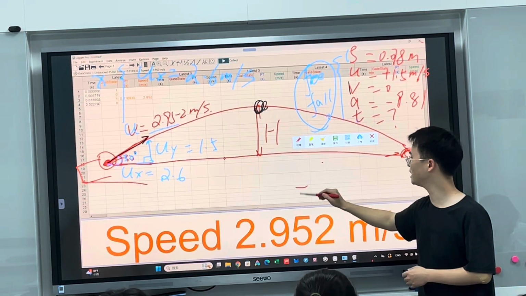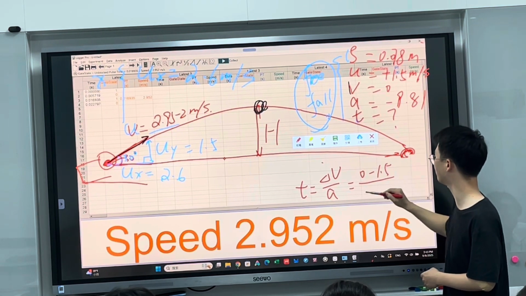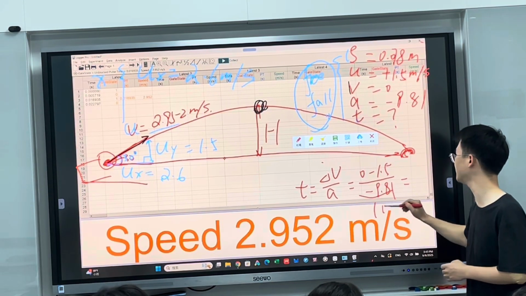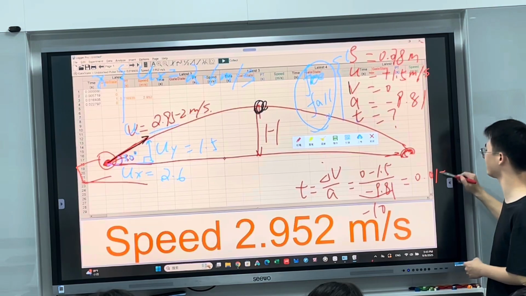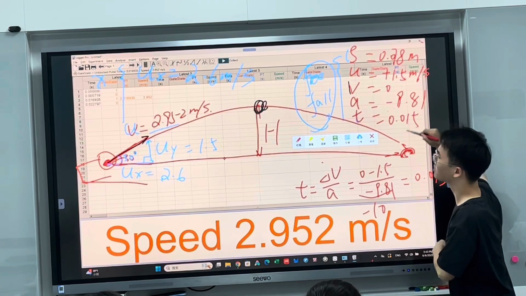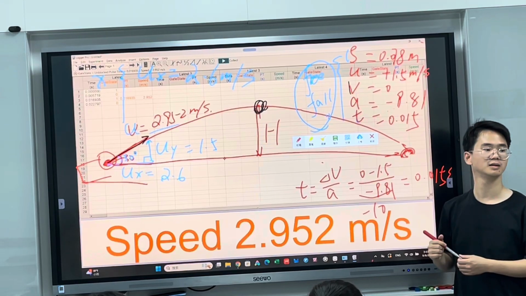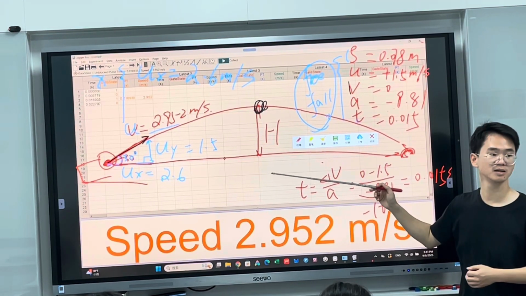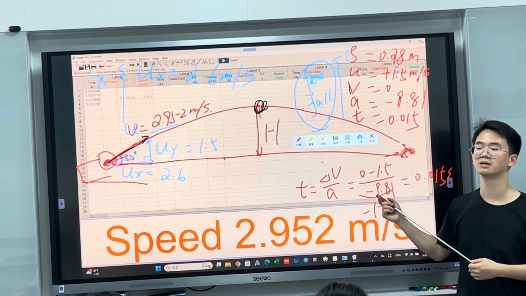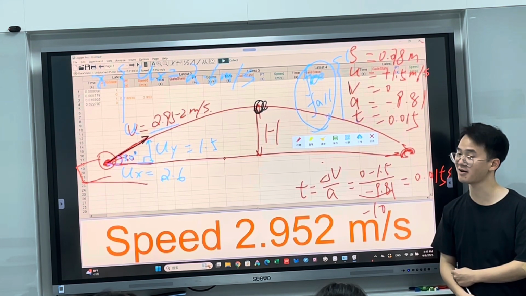So T, can we use delta V over A, which is 0 minus 1.5 over negative this? For the sake of simplicity, we're going to get 0.015 seconds, right? So can you figure out how far away horizontally it has traveled? Okay, so it's Ux times 2.6 times 0.015. Is that correct? Times two.